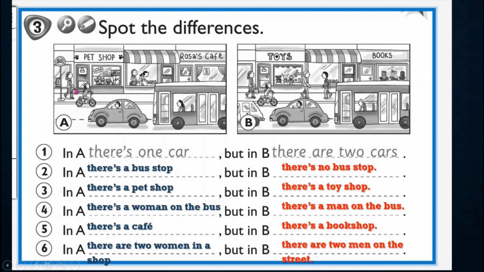And then we can see a woman walking here. We can see a child on a bike. In picture B, we see a woman walking and a child on a bike. So those are the same, but the differences are things that are in picture A that are not in picture B. So we can see this is what it is.